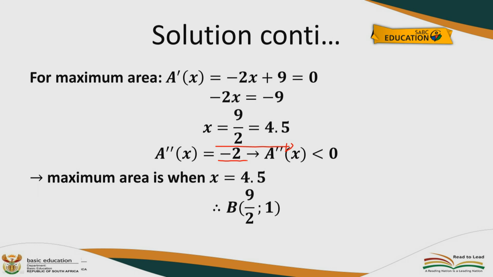Now, let's look at what the question wanted us to do. They wanted us to find the coordinates of B such that our area will be a maximum. And you will remember that our point B, we said was x, negative 2x plus 10. So we substitute x, that will be 9 over 2, and we substitute x in the expression negative 2x plus 10, we are going to get 1. So it means that the coordinates of B will be 9 over 2, 1.